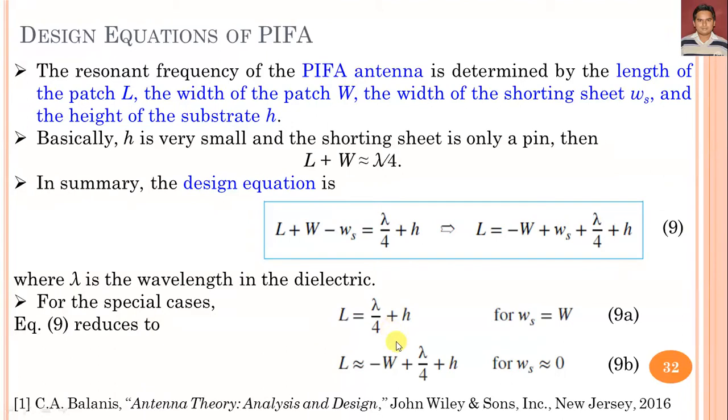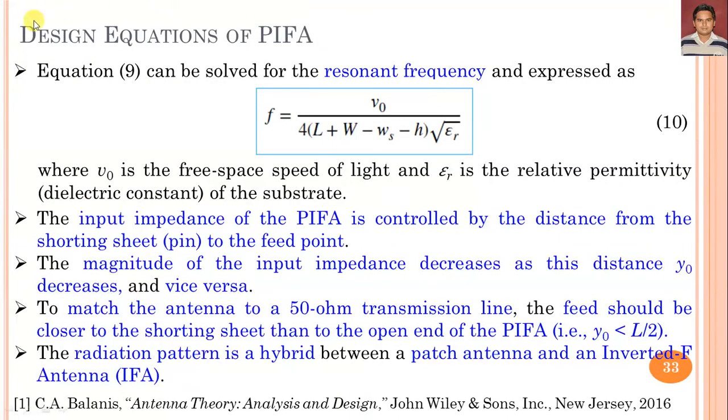For the special cases, suppose WS is nearly equal to W, in that case L equal to lambda by 4 plus H can be calculated from equation 9. If WS is equal to 0, then L equal to minus W plus lambda by 4 plus H. So these are some special cases through which we can also design the planar inverted F antenna as expressed in equation 9, 9a and 9b.